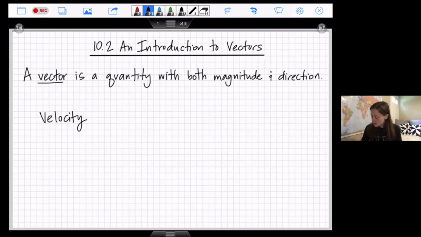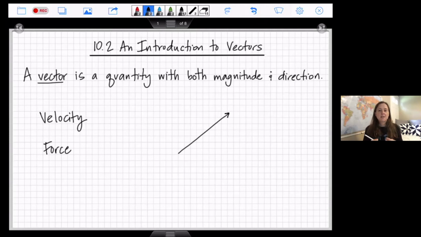And then force, if you think about force, when you push something, there's the amount of force that you push with. That would be the magnitude of the force. And the direction, of course, is the direction that you're pushing in. So usually we represent vectors as arrows. So I'm going to draw us a simple little vector here. And that simple little arrow conveys a whole lot of information.